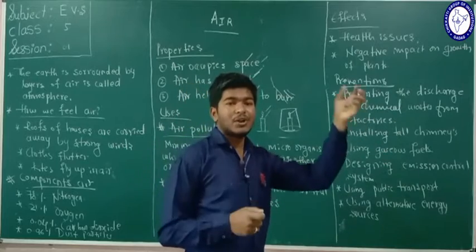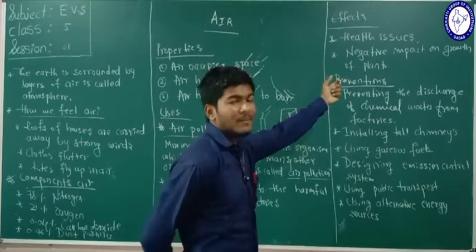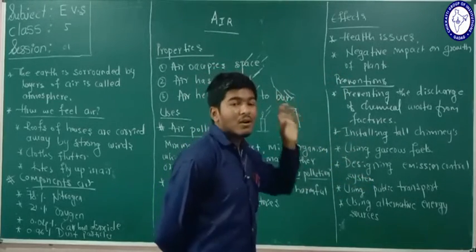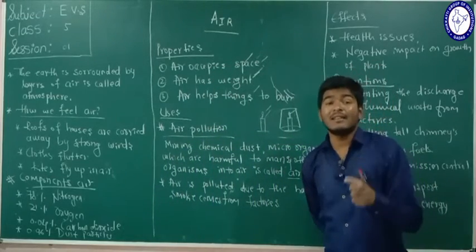If the plants take in polluted air, that affects the yield of the plants present in the field. So these are the main important effects of air pollution. Then how are we going to prevent air pollution?